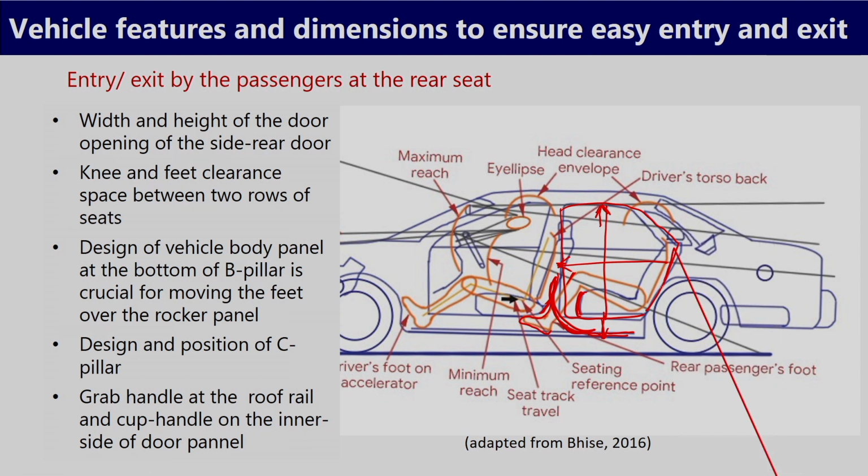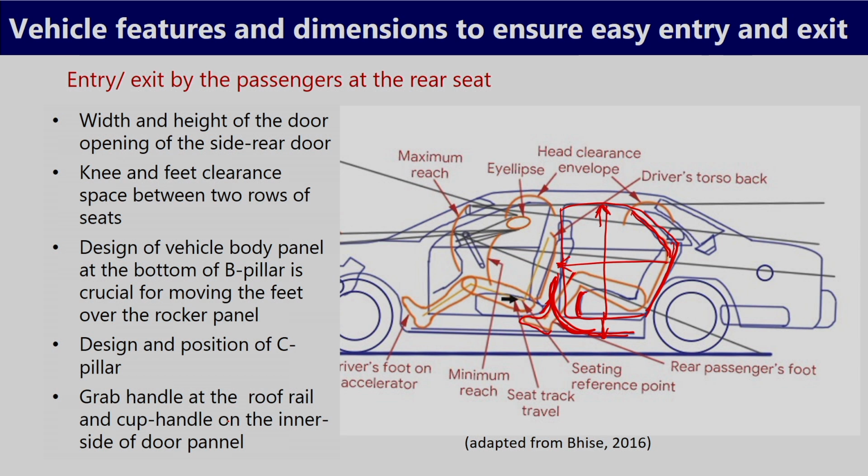So, C pillar is also important, because C pillar actually shows how much lateral space will be available. If C pillar is relatively rearward, then the lateral space available will be more. So, this C pillar and its design are also important in case of entry and exit by the passenger.